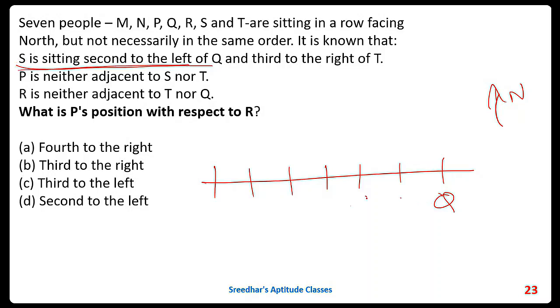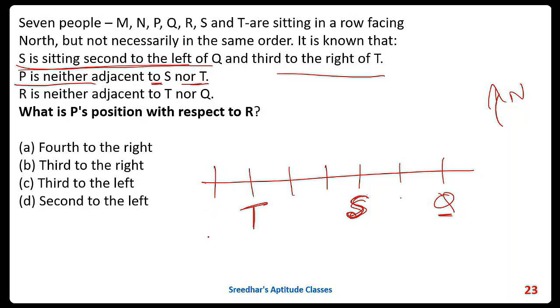So 1, 2, here is S. And this S is third to the right of T. So here T, so 1, 2, 3, S is third to the right of T. Is this clear? Okay. Now if I take Q at extreme end, then the next point: P is neither adjacent to S nor to T.